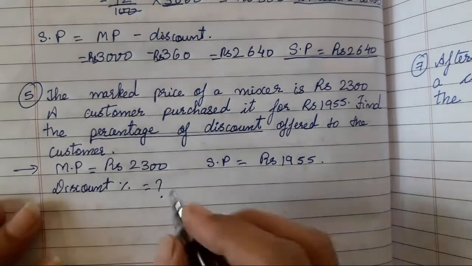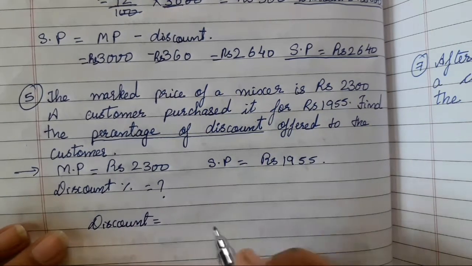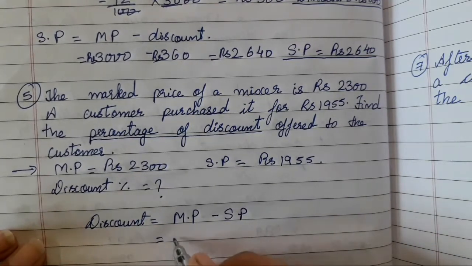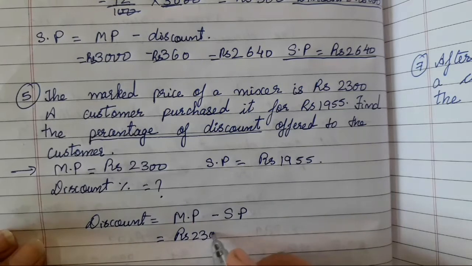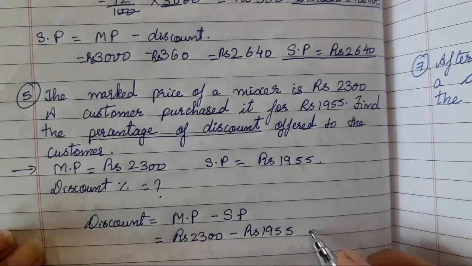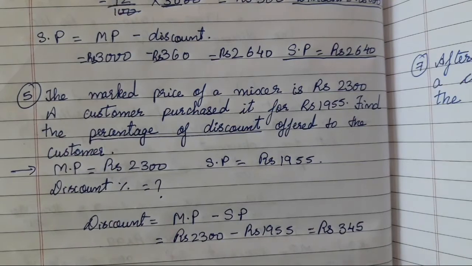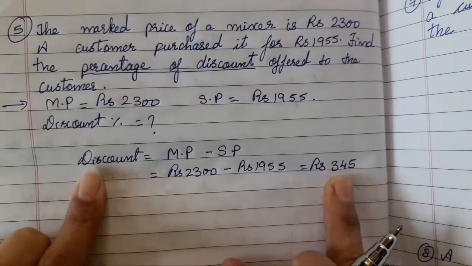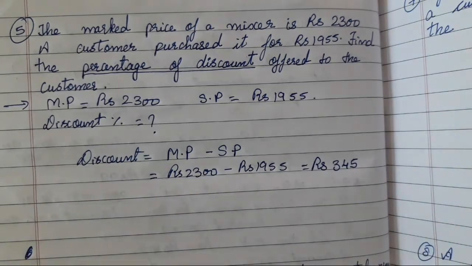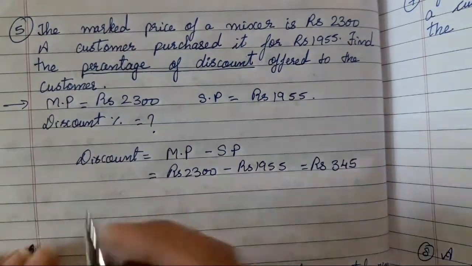So when you have got this, write the formula. Discount is equal to marked price minus SP selling price, that is rupees 2300 minus rupees 1955. This will give you rupees 345. Okay, now what is this? This is the discount that we have got, and it is in the form of rupees. Now what do we need to change? We need to change this into the form of percentage. So how are you going to change?